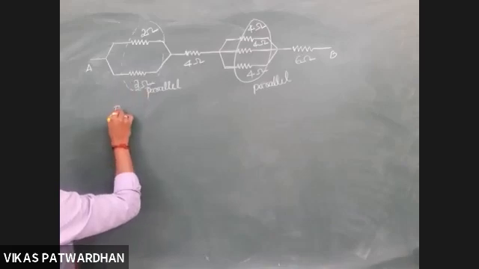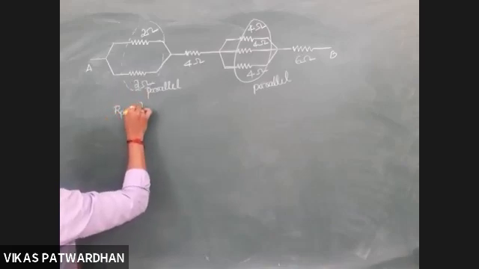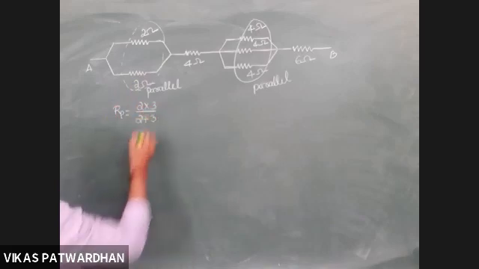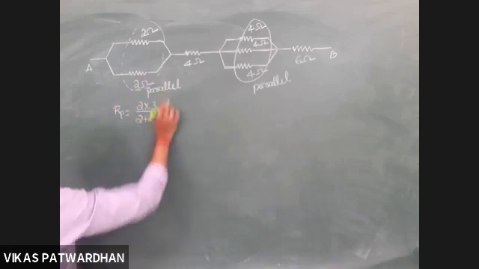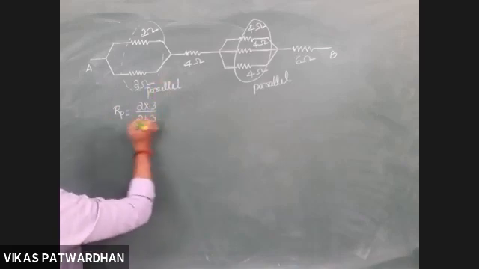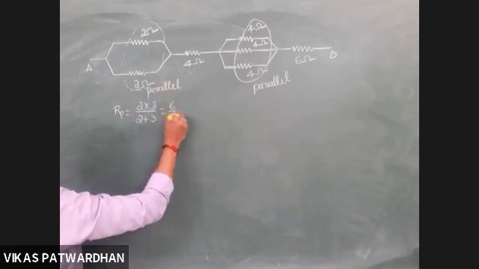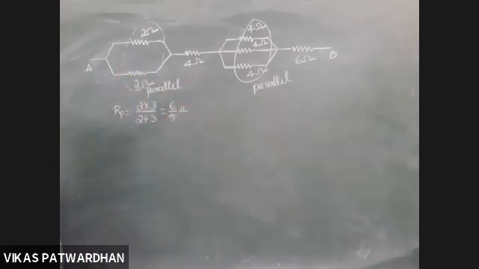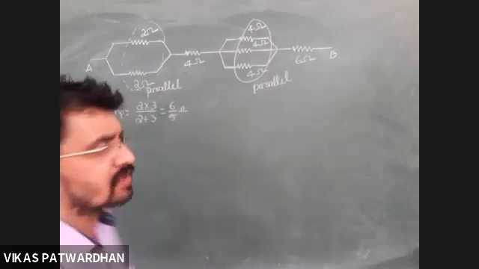So what is the relation? Rp is equal to 2 into 3 divided by 2 plus 3. What is 2 into 3? I'll write it as it is. 2 into 3 is 6 and 2 plus 3 is 5. So instead of these two, effective resistance is 6 by 5. Do you agree with this?